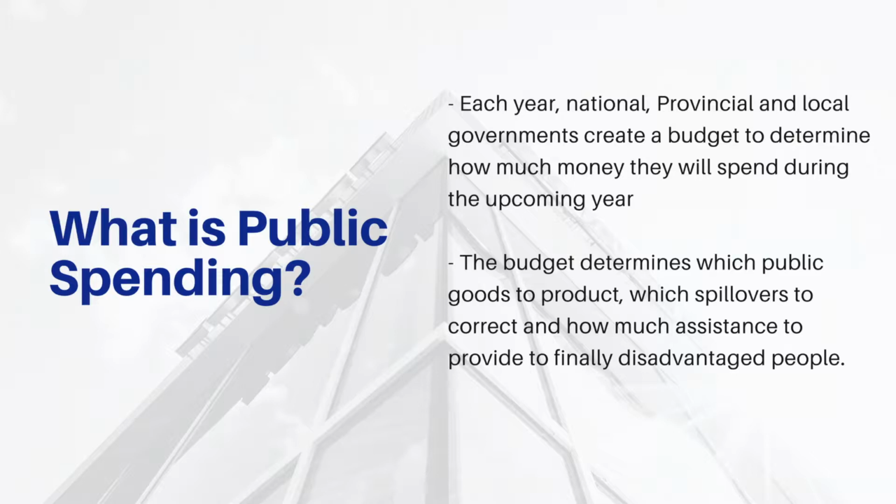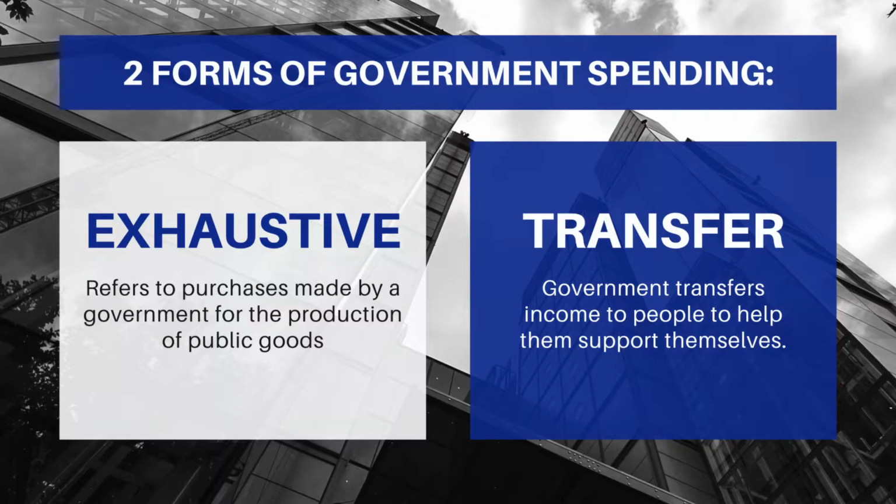Government spending takes two forms: exhaustive spending and transfer spending. Exhaustive spending refers to purchases made by the government for the production of public goods. Examples would be constructing a new harbor, a dam, or a windmill project. The government buys and uses resources from the economy, such as labor and raw materials.